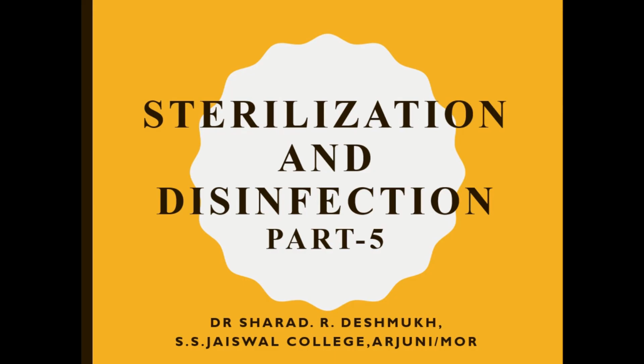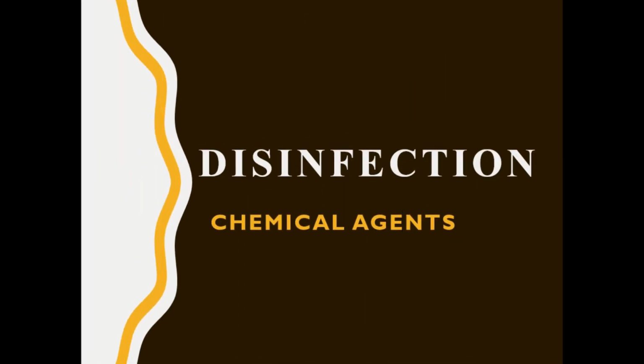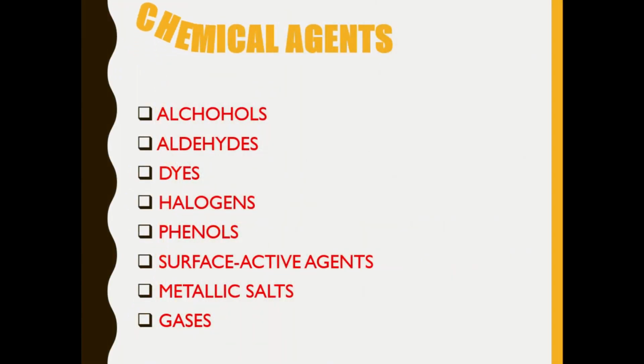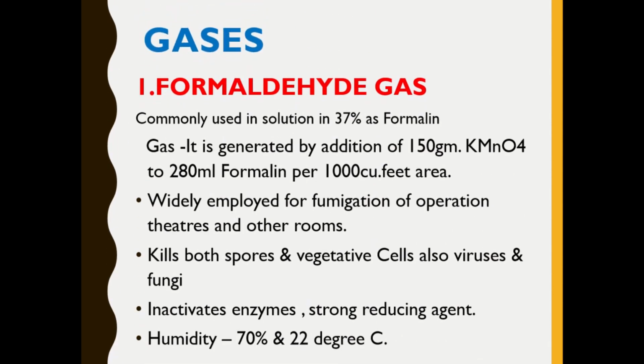We are studying sterilization and disinfection. In disinfection, we are already studying some chemical agents. Among the chemical agents, we have already seen alcohols, aldehydes, dyes, halogens, and phenols. Today we are going to see about the surface active agents, metallic salts, and the gases. Let us first start with the gases.